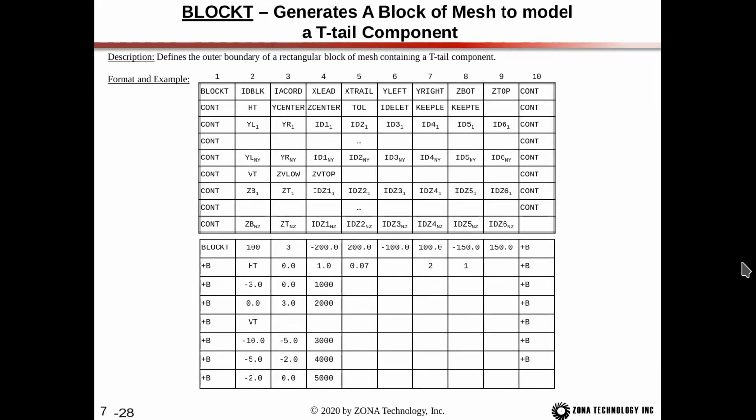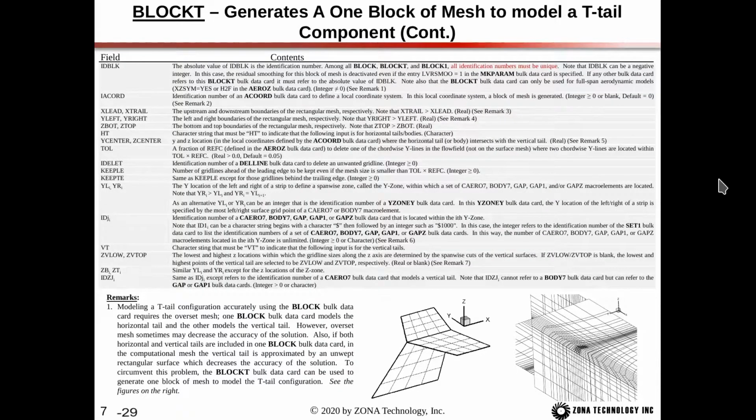Okay, next we have the block T, which generates a block of mesh to model a T-tail component. You can see it looks somewhat similar to the block 1, except we have two regions here. We have our HT and our VT. In the HT section, we have a block 1 type of input to define our Y zones. And then we have the VT section, so we have another block 1 type of input, but this specifies our Z zones instead of the Y zones. So let's take a look at why this is needed.